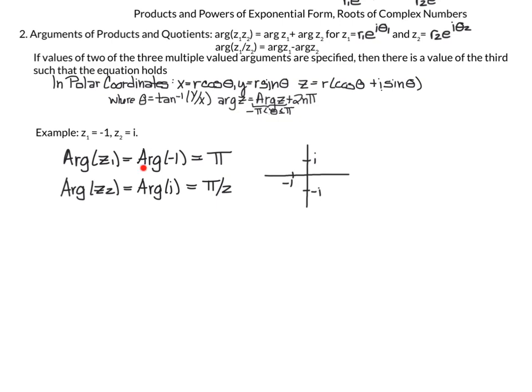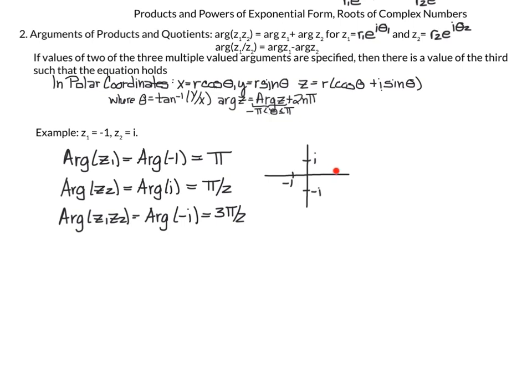You'll notice I put Arg with a capital A because in this case, the angles we are talking about are greater than negative pi and less than or equal to pi. So these two are our principal arguments. Now, if we multiply z1 by z2, we're going to get negative i, which is what I have graphed here.